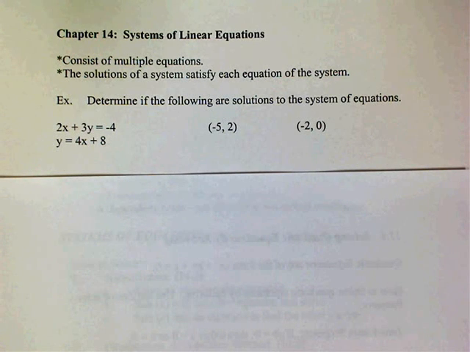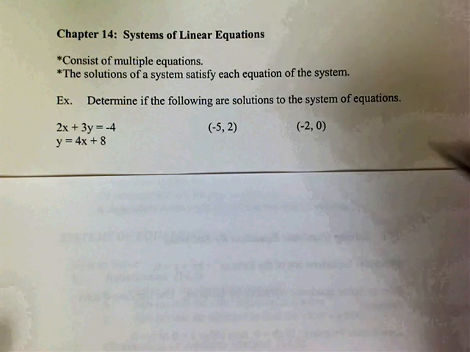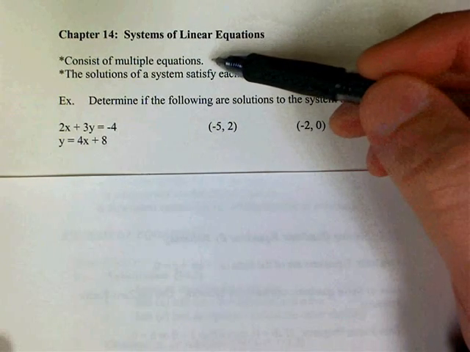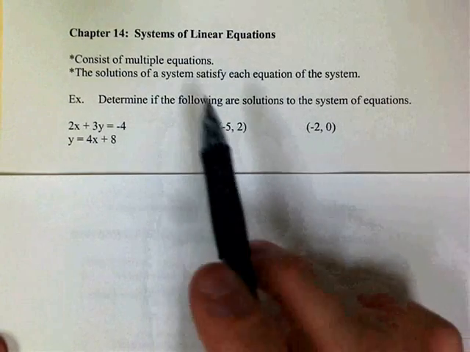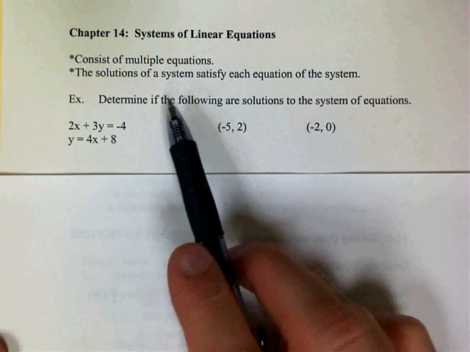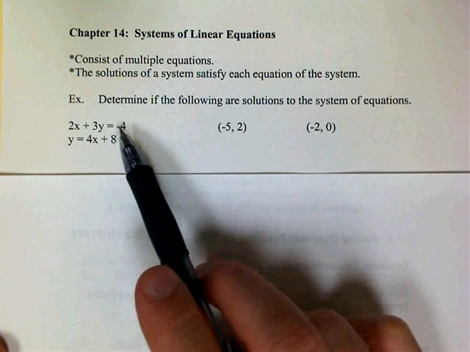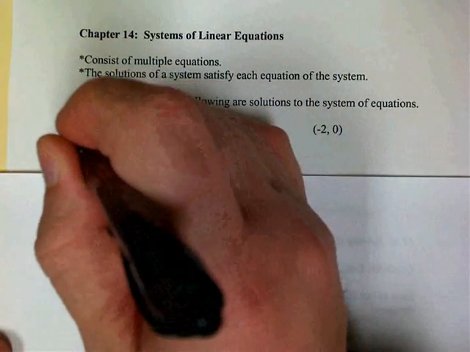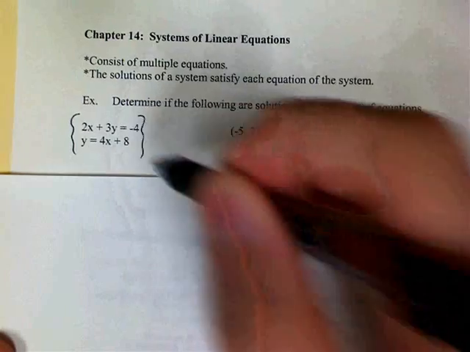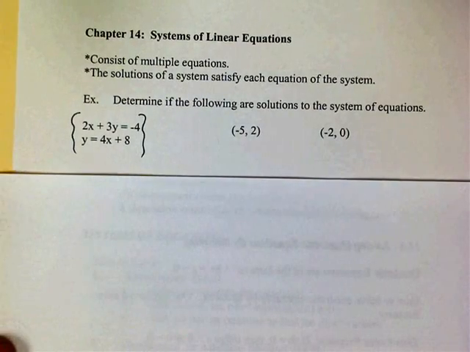Systems of linear equations. What this is, they consist of multiple equations. In this class we're just going to do two. And solutions satisfy not only one equation but every equation in the system. So look at this example. Some books write them like this, so you know that these two are grouped together as one single system.